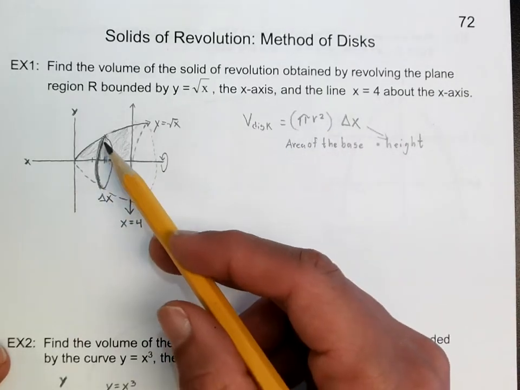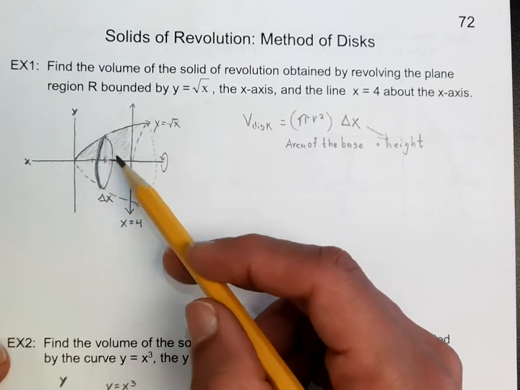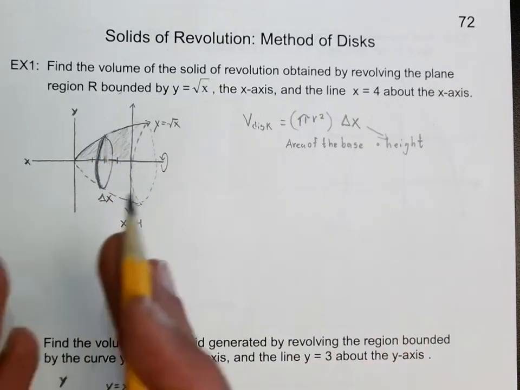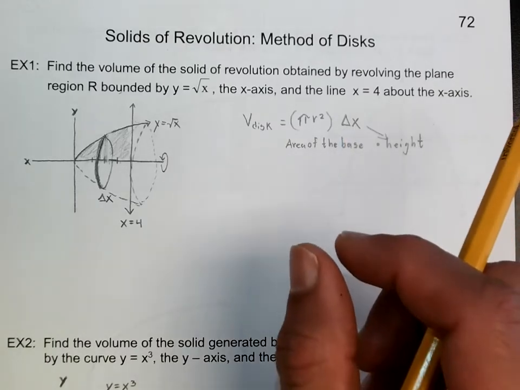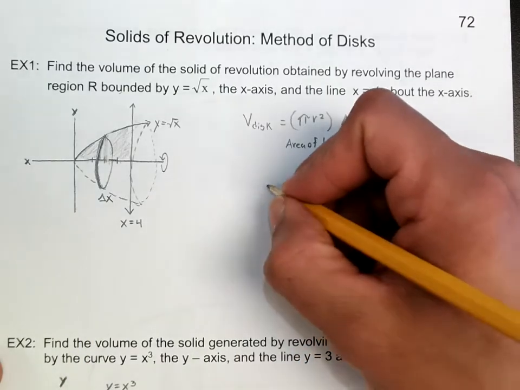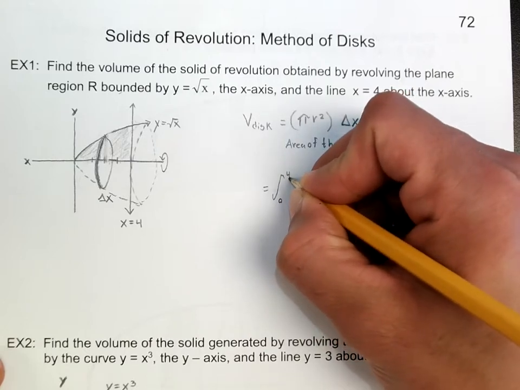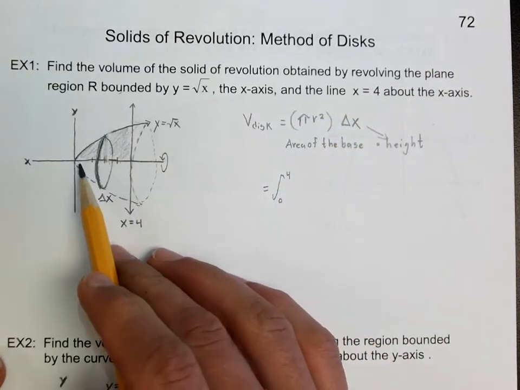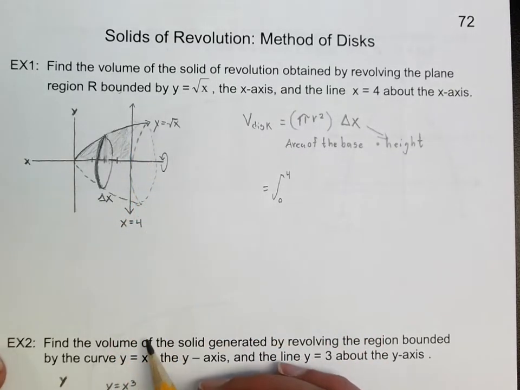That would just give me the volume of this little cylinder. So I'm going to find the volume of multiple cylinders, and I can get a more accurate volume if I make this delta x smaller and smaller and smaller, hence the calculus part. So we're going to go between 0 and 4, because that's where it starts, and this area is being bounded by the line x equals 4.